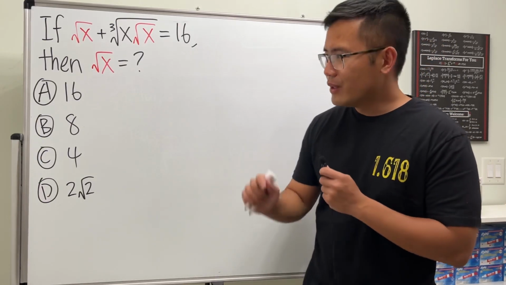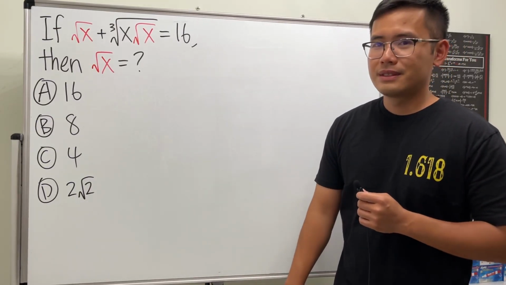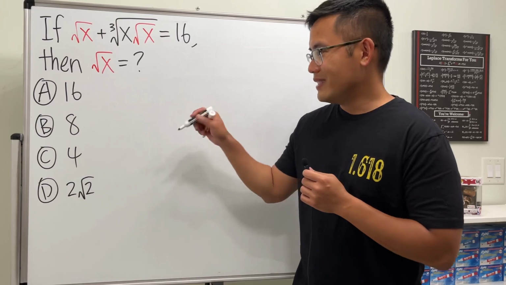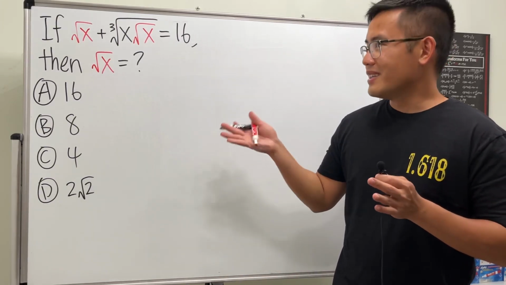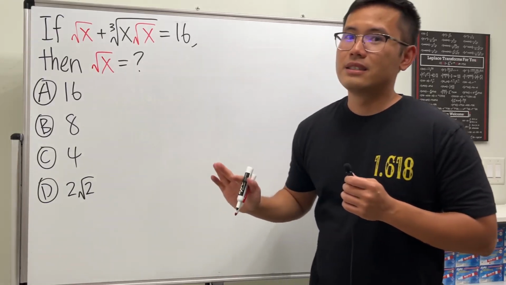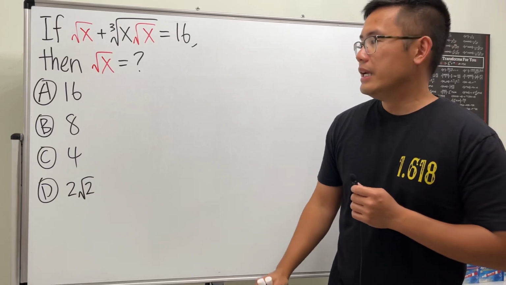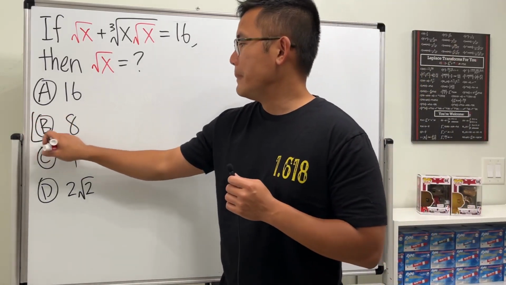Please pause the video and try this first. Done? Okay, cool. What's the answer? Well, I'm going to show you what the answer is. It's not 16. It's too crazy. Do we just take the square root? No. The answer is actually B, 8.